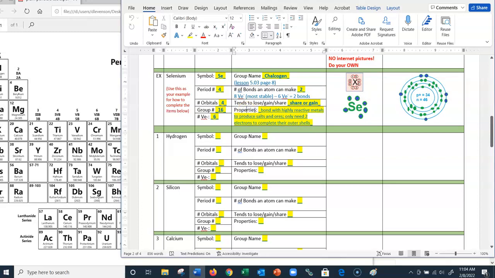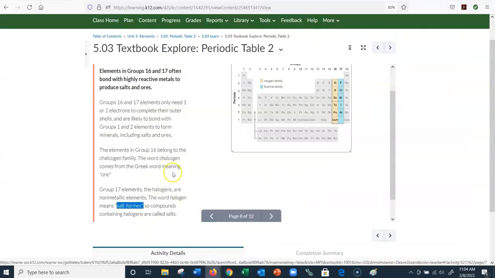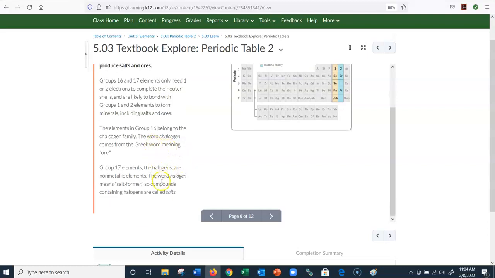Properties. What kinds of properties does it have? Well, again, that came from page 8 in the lesson. So you can go on to page 8 and read a little bit about what they do and remember some of the things about metals versus non-metals, and selenium is a non-metal. And that's where the information came from.